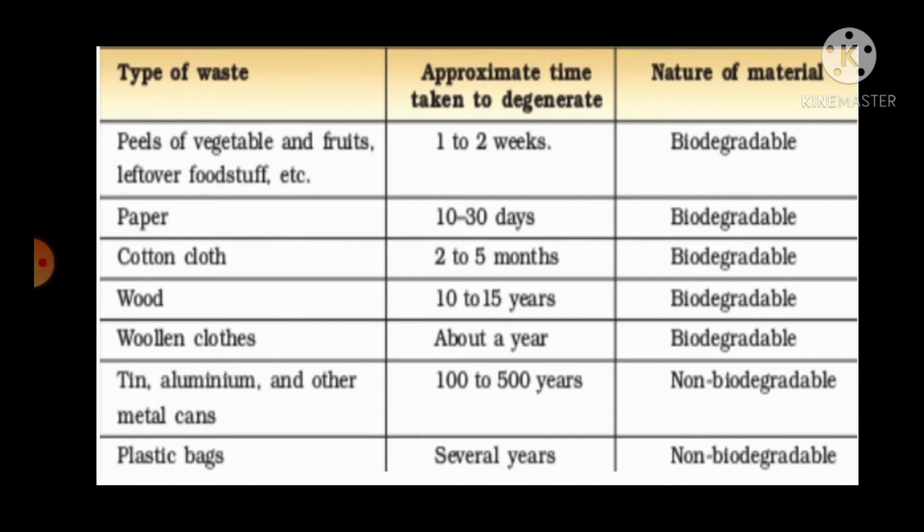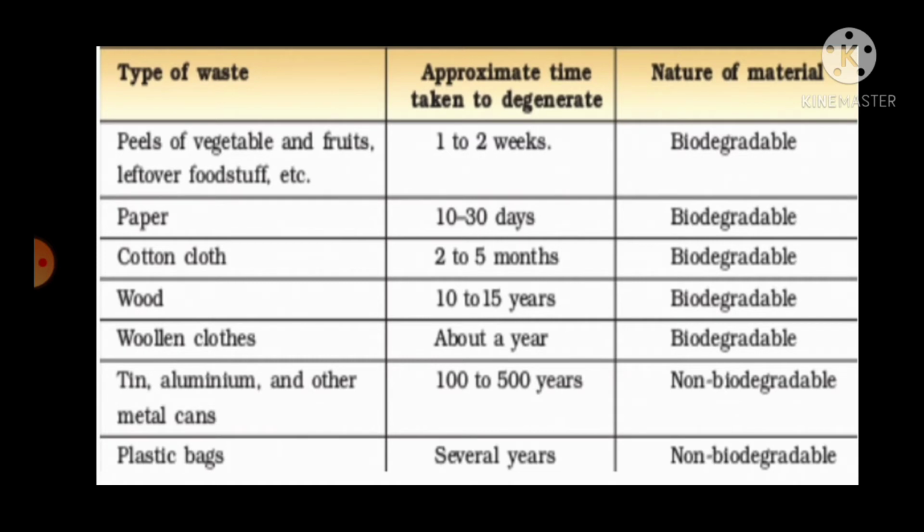This table shows the different types of waste, the time taken by them to degenerate, and the nature of their material. First is peels of vegetables and fruits, leftover foodstuff, etc. These materials usually take 1 to 2 weeks to degenerate or decompose, and the nature of these materials is biodegradable. Second is paper. Paper usually takes 10 to 30 days to degenerate or decompose, and paper is considered biodegradable.